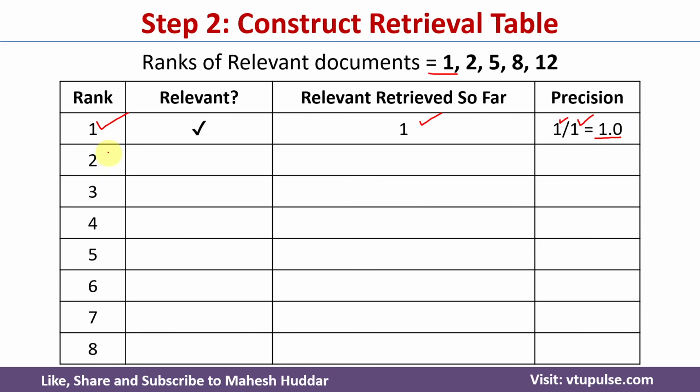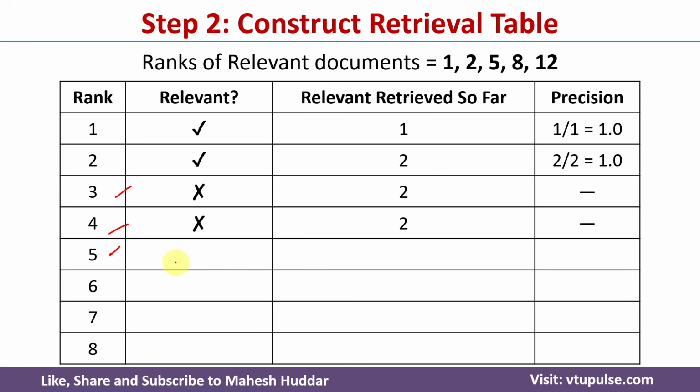So 1 divided by 1 is equal to 1. Next, I will take the next rank, that is 2. 2 is also a relevant document and till now the relevant retrieved documents are 2, and precision is equal to relevant retrieved documents divided by total number of documents. So 2 divided by 2 is equal to 1. And here we can see that documents 3 and 4 are not relevant, so for these we will not calculate the precision.